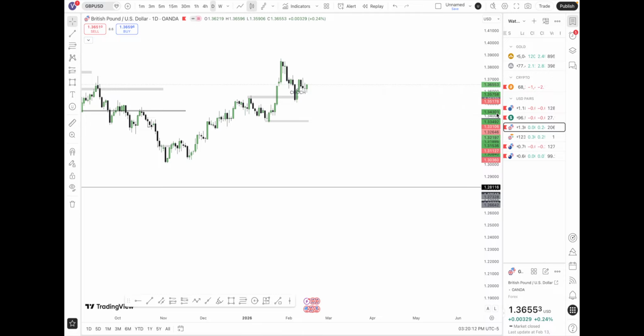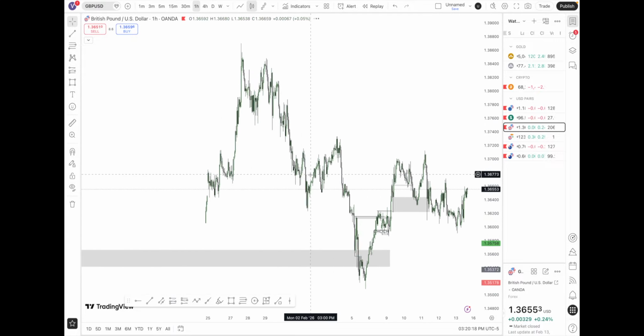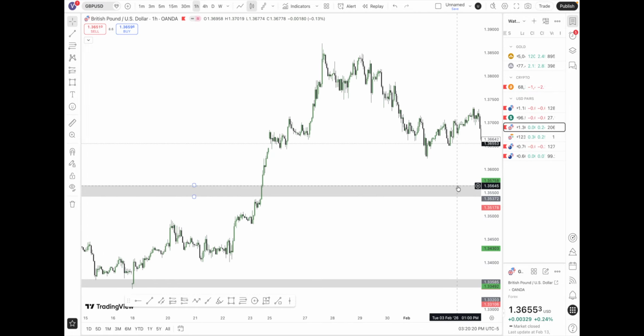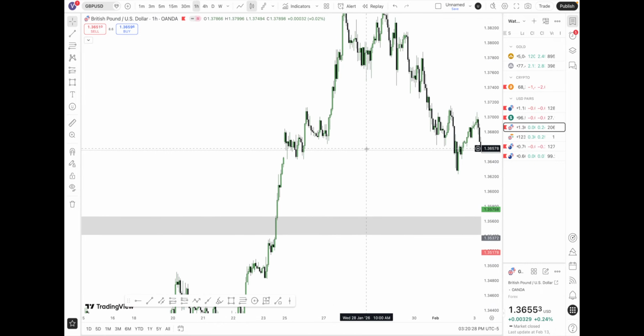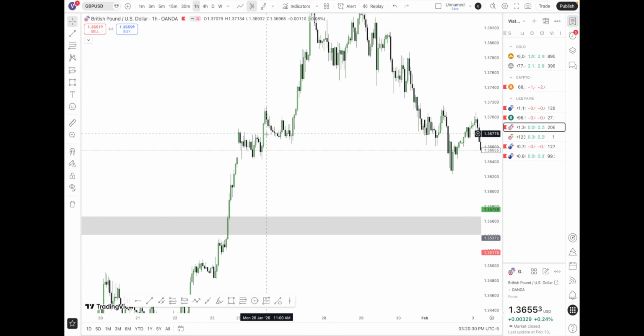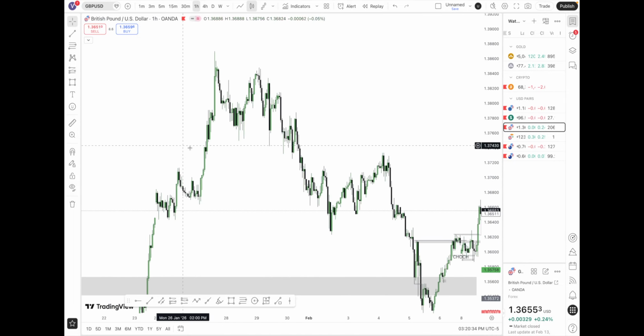GBPUSD was continuing its direction towards the upside, and we thought of taking buys at the break and retest. It didn't give any retest over the resistance. We waited for some consolidation, and it happened here, and we took buys here and made some good profits.